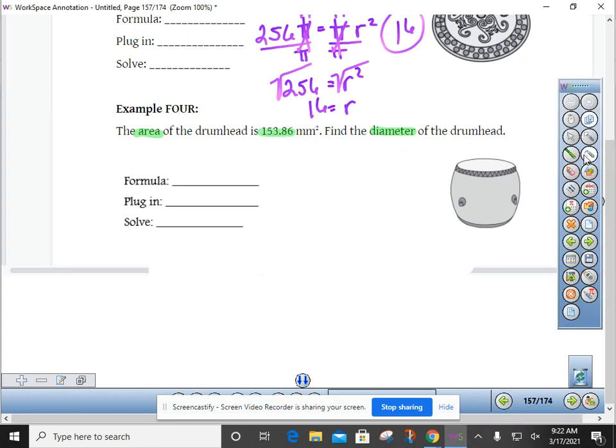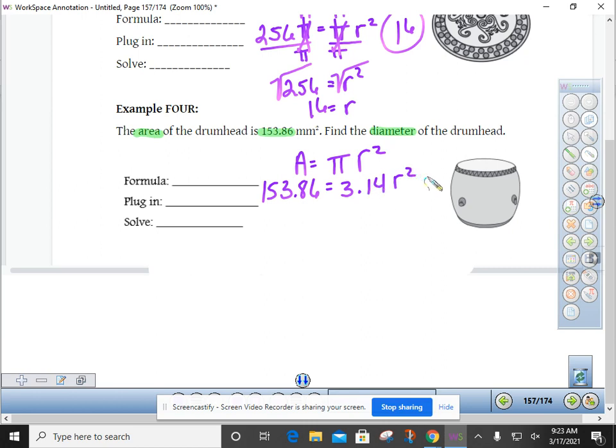153.86. Did they change pi? Do you see a symbol? No. So did they change it? Yes. That means you change it. Formula: area equals pi r squared. What is the area? 153.86 equals, what are we using for pi? 3.14. R squared. Everybody with me? Got it written just like I do? Now what?